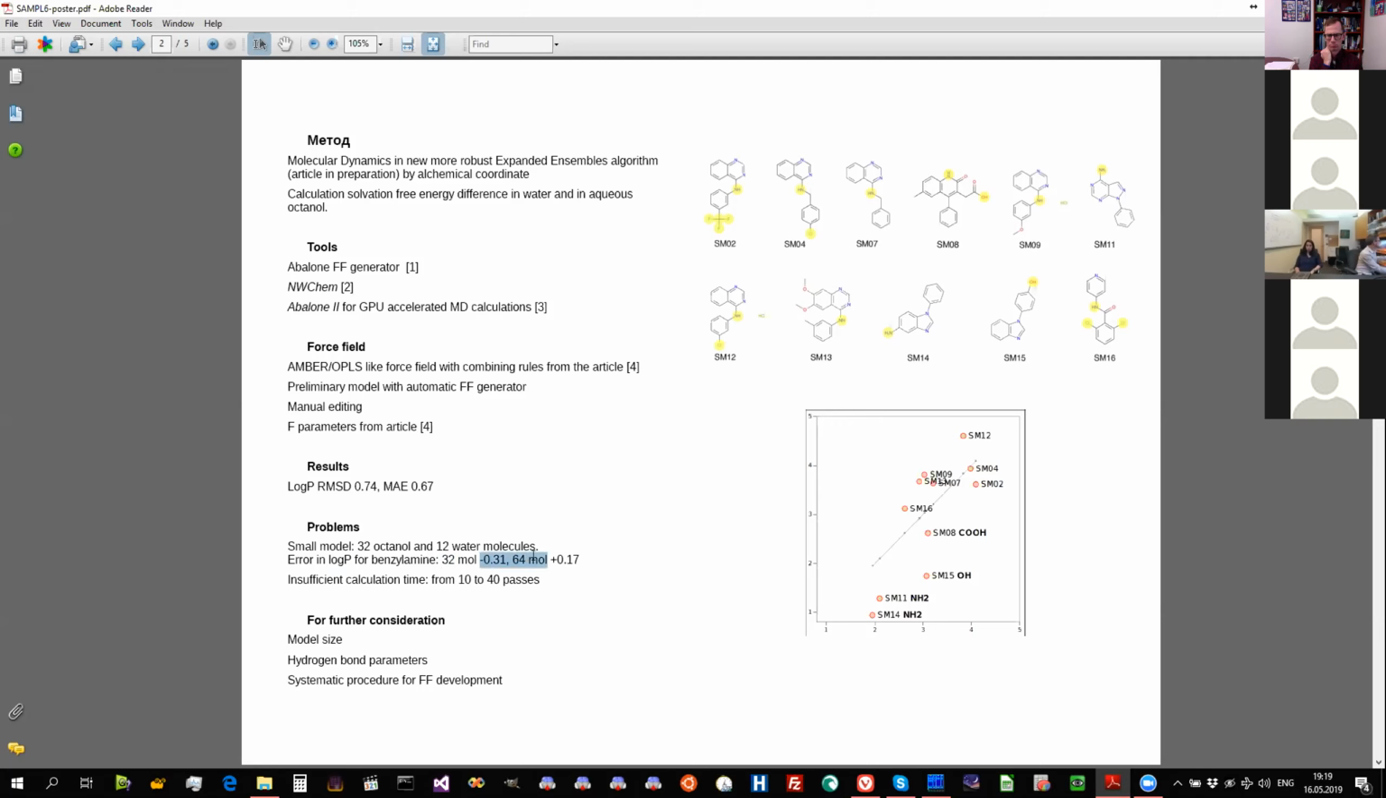As a result, we can see that the difference between these two calculations is half log units. So it's comparable with the precision of these calculations. So obviously, what I learned from this is that I should use bigger models, as big as possible, and I should devote attention to further development of the hydrogen bond force field.